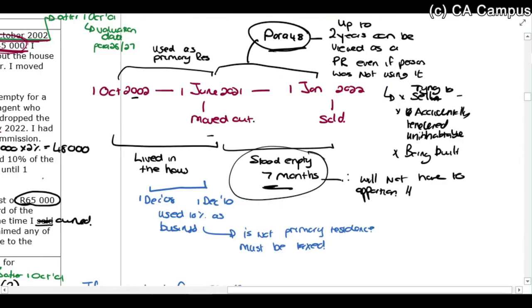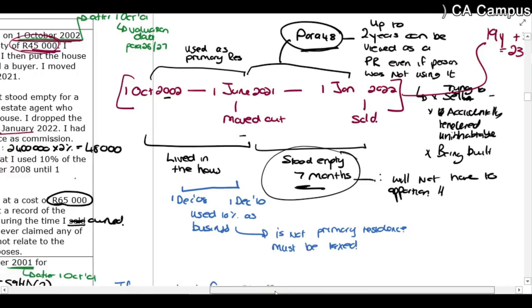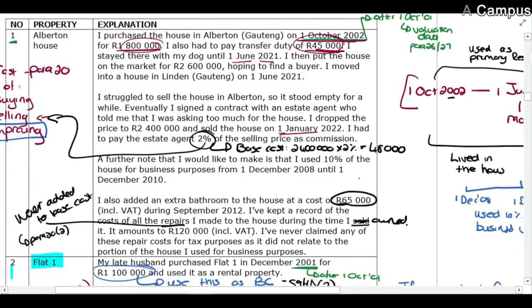What I want you to see is the 1st of October 2002 to 1 January 2022 is 19 years and 3 months. So 19 years times 12 plus 3 gives us 231 months. You'll see in a second what I'm talking about there. The house was sold for 2.4 million rand. She paid the estate agent 2%. She used the house 10% of the time from 1 December 2008 to 1 December 2010 for business purposes. There was a bathroom added to the house. There were some repairs. Okay, so let's calculate the CGT.